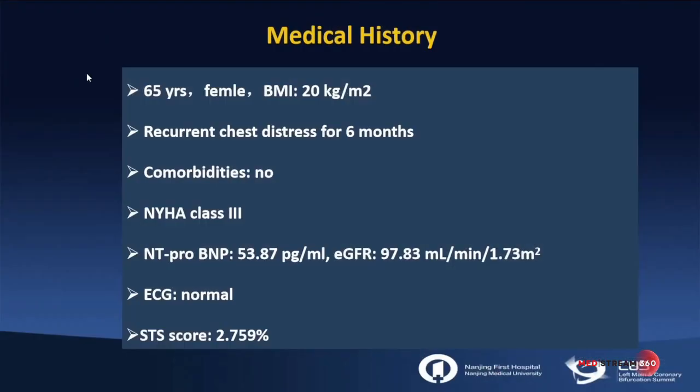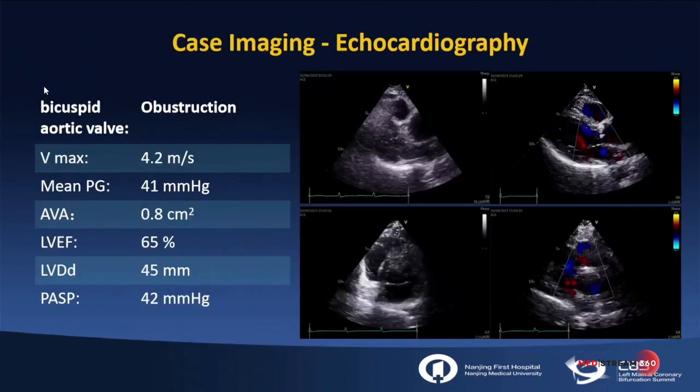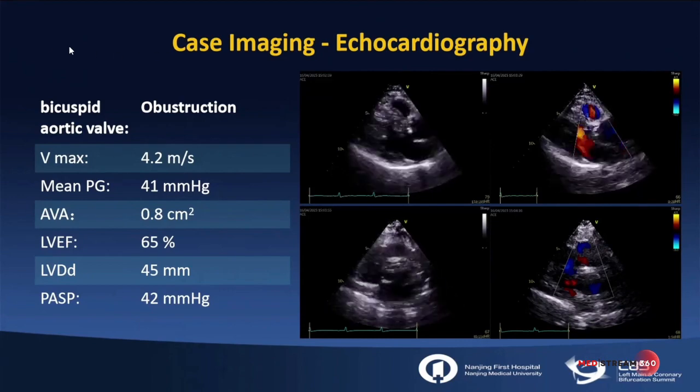So this patient was admitted with recurrent chest pain for 6 months. Actually, it's quite a younger patient, only 65 years old. This patient has no comorbidity. NT-proBNP was normal, and the eGFR is also normal. ECG shows normal. After we calculate the risk score, only 2.75%. It's a low-risk patient. So let me show you the baseline TTE echo.